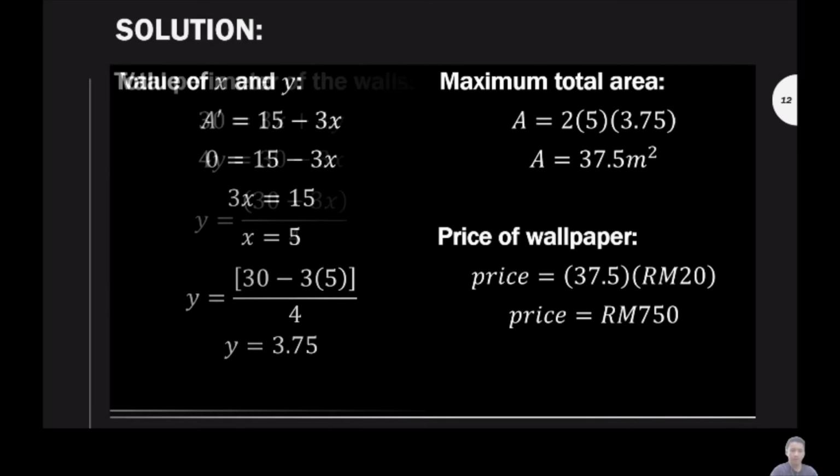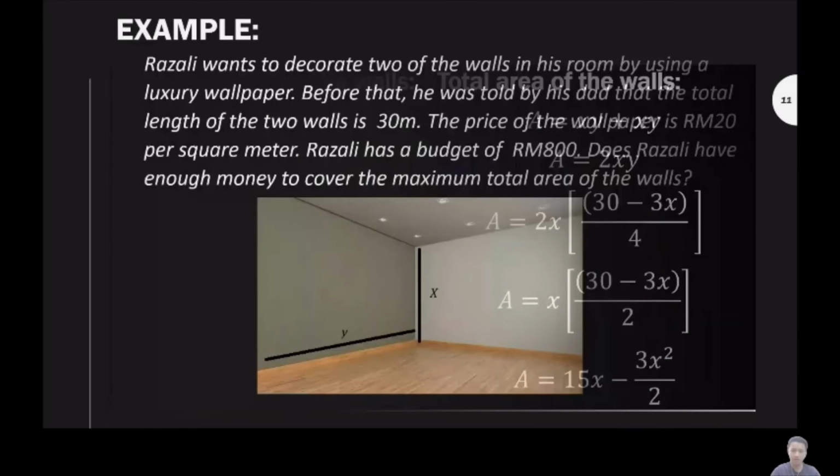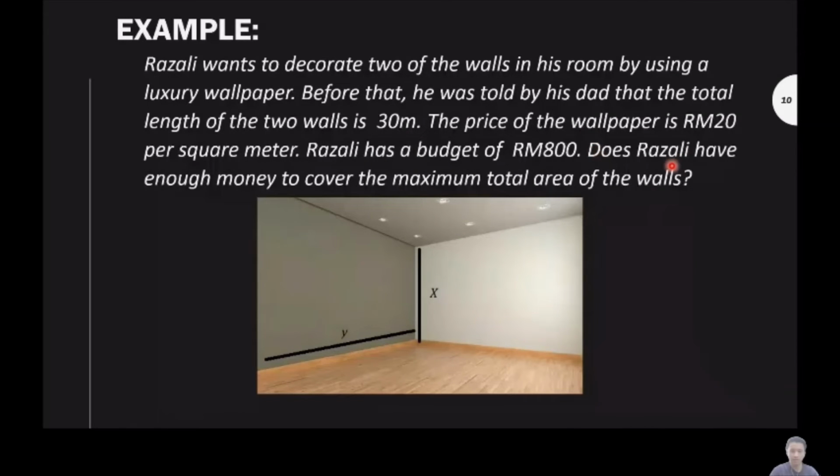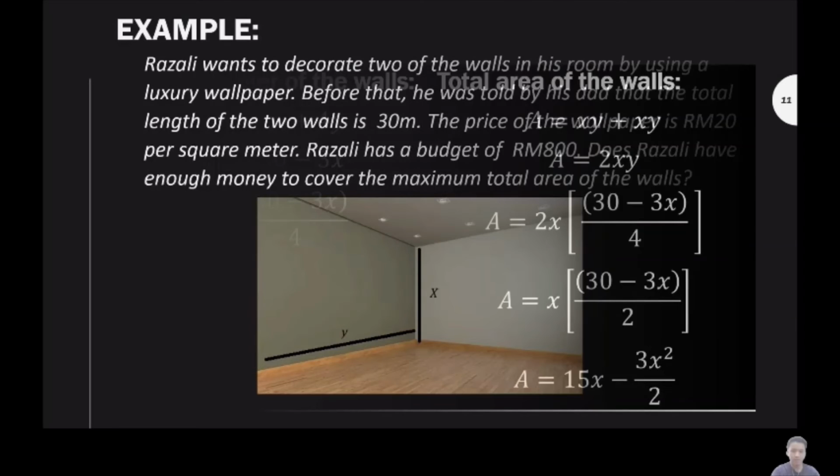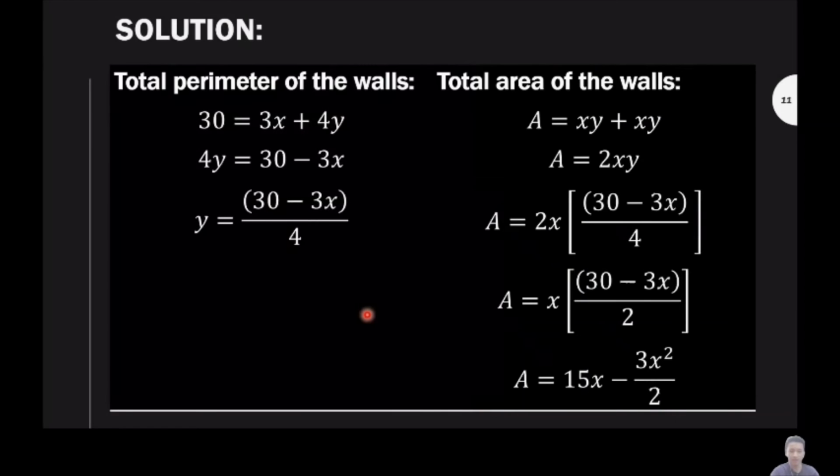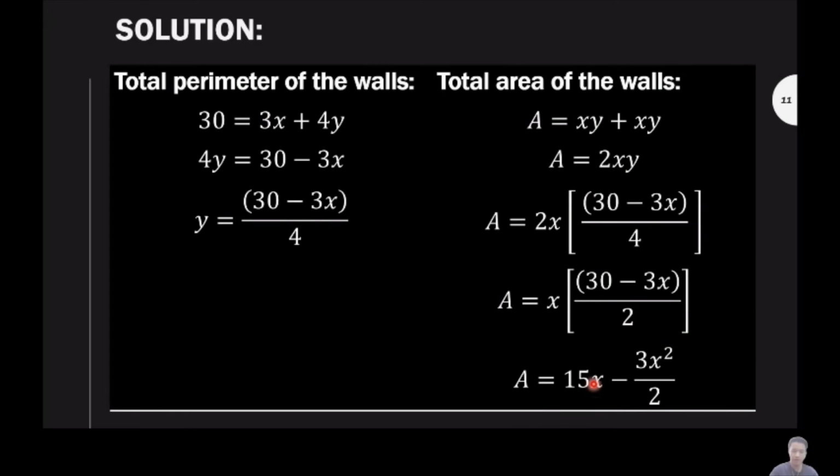So the main question that is given is, does Razali have enough money to cover the maximum total area? So to find the maximum total area, we must first find the maximum values of x and y. So how to get the maximum value of x and y? From this formula, we need to differentiate this formula to get the value, which is by, let me show you.